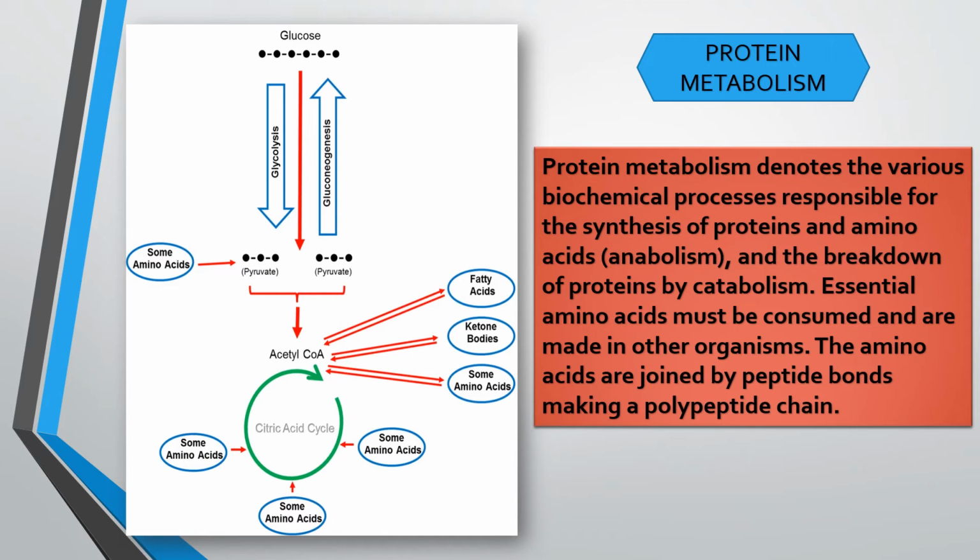Now see the diagrammatic representation where glucose by glycolysis and gluconeogenesis, these are the opposite processes, happens. Some amino acids, that is pyruvate, are converted into acetyl-CoA. With the help of acetyl-CoA, that relates with fatty acids, ketone bodies, and some amino acids through the citric acid cycle. That means acetyl-CoA is the molecule which helps in protein metabolism.